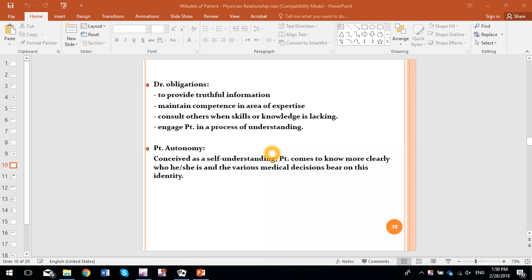What is the role of patient autonomy here? It is conceived as self-understanding. By the end of this discussion, the patient will come up with more understanding of his values and his decisions. He starts to become more aware of what his or her values are, and the patient comes to know more clearly who he or she is, and how the various medical decisions bear on this identity. So it involves looking into the whole life of the patient, then the patient starts to understand more and more about his or her values, and those values are going to guide the medical decision.